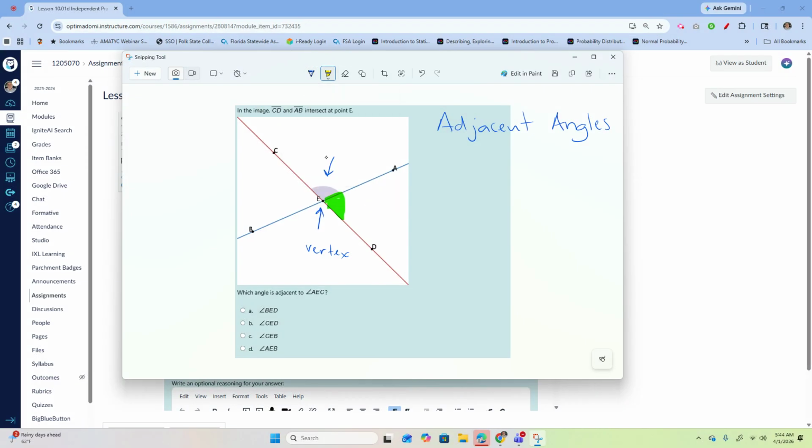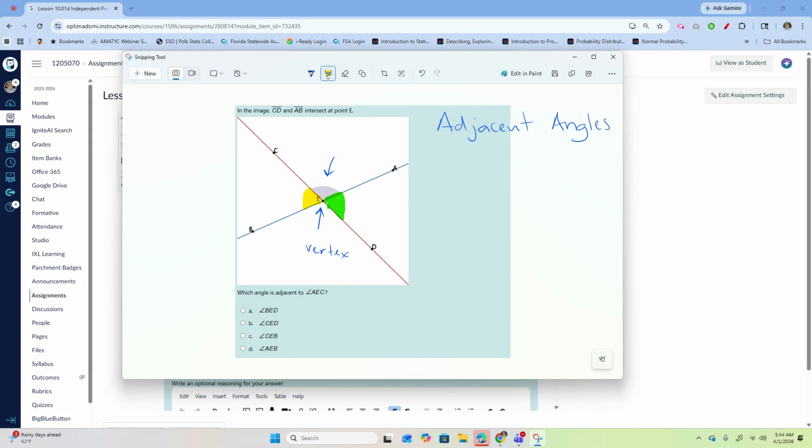Another angle that is adjacent is this one here. You can see I shaded in yellow. And that angle in yellow is adjacent with the angle in blue. Now the green and the yellow, they're not adjacent. Why? There's no line in between them. No line, no ray, or no line segment. So the blue is adjacent to the green or to the yellow.